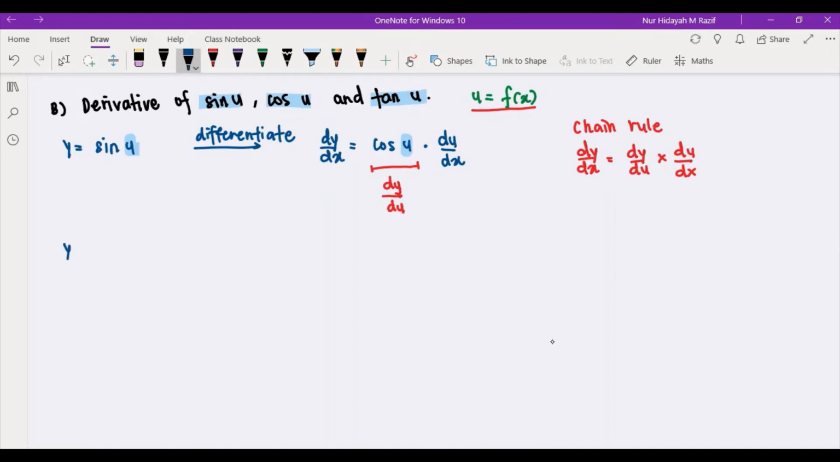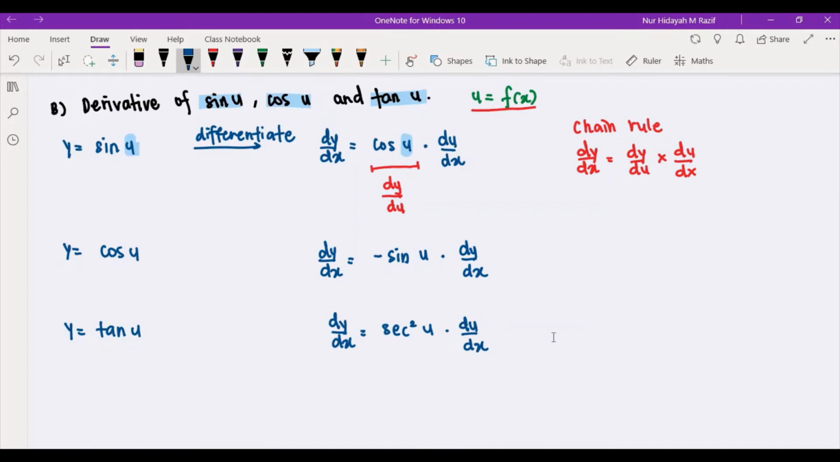Next, if you are given y is equal to cos of u, then the first derivative dy/dx will actually be, first we differentiate cos, you get negative sine. The angle will follow u. And then multiplied by the derivative of the angle, which is du/dx. As for the third one, y is equal to tangent of u, then your first derivative dy/dx is equal to secant squared u, because differentiating tangent you get secant squared, the angle just follows, and then we differentiate our angle giving you du/dx.